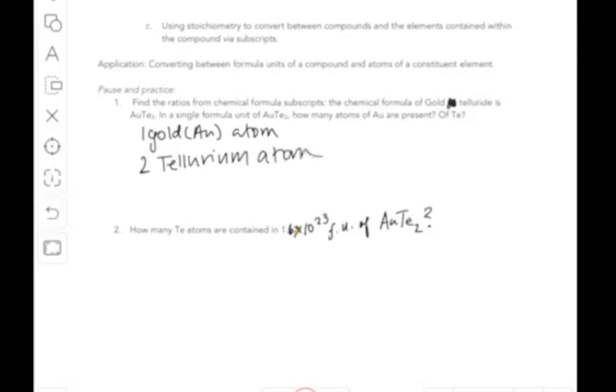So where do subscripts become useful in terms of moles? Well, it allows us to build a relationship between the elements that make up a formula unit and the formula units themselves. Let's start back at the beginning with numbers of atoms and formula units.